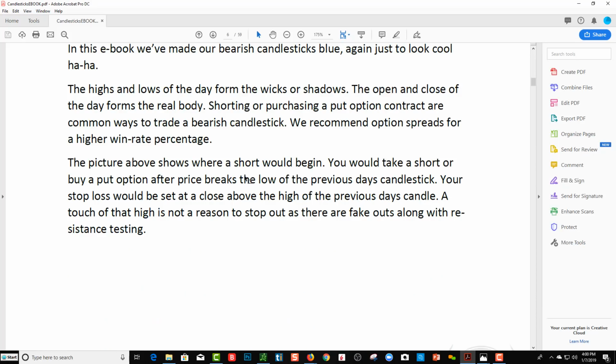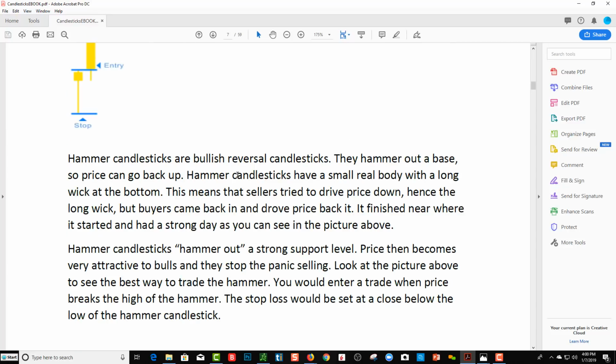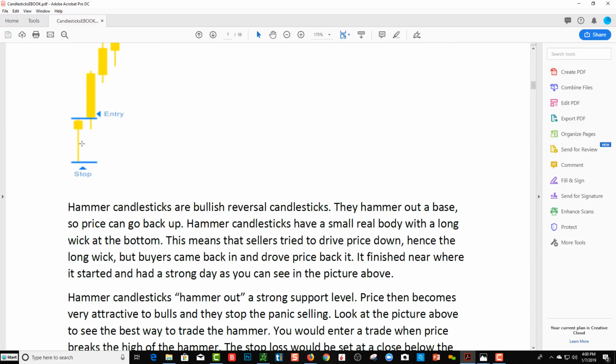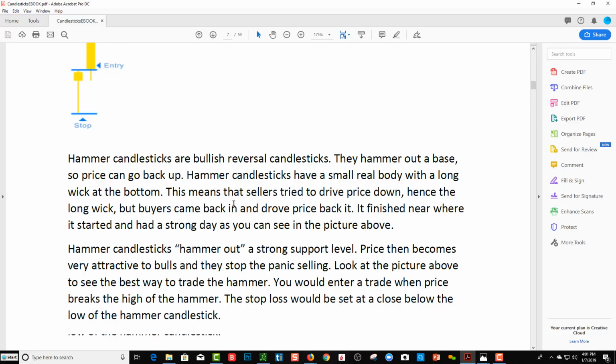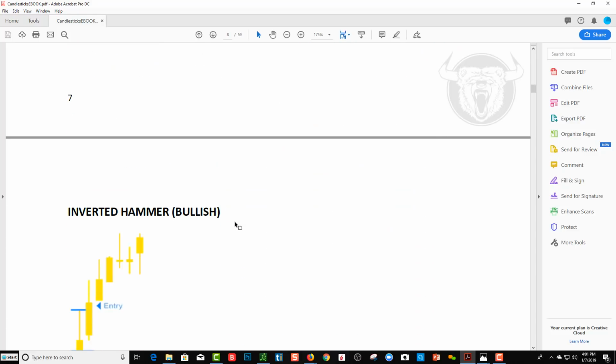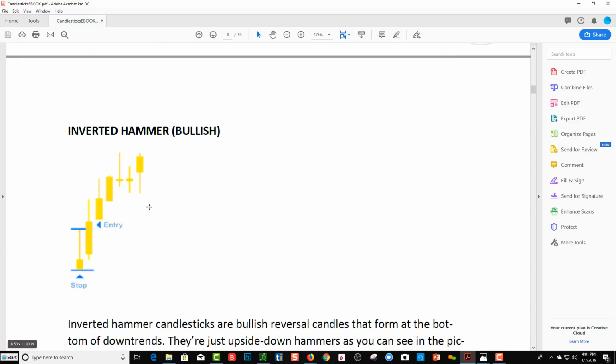And then you'll see as you scroll down here, hammer candlesticks, right? Hammering out a base. So when price is falling, hammering out a base for a possible reversal. We show you again, entries and then stop levels. Again, in our ebook, you can go through this and have copies of these pictures. Again, we show you how to trade each of these patterns.